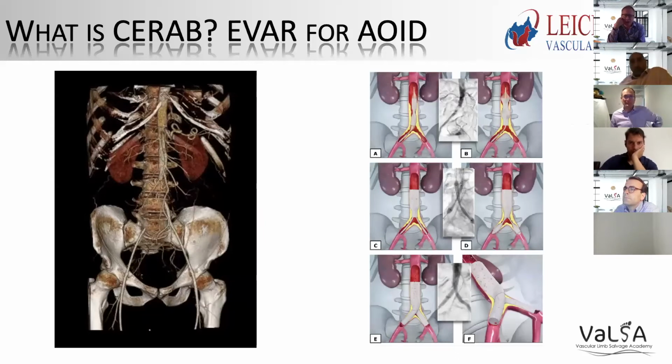So what is a SERAP? Effectively, it's an EVAR of the aorto-iliac bifurcation for steno-occlusive disease. At its very simplest, it consists of an aortic stent into which you chimney two iliac stents, one from each common iliac artery, to create a bifurcated graft, an internal bifurcated graft.